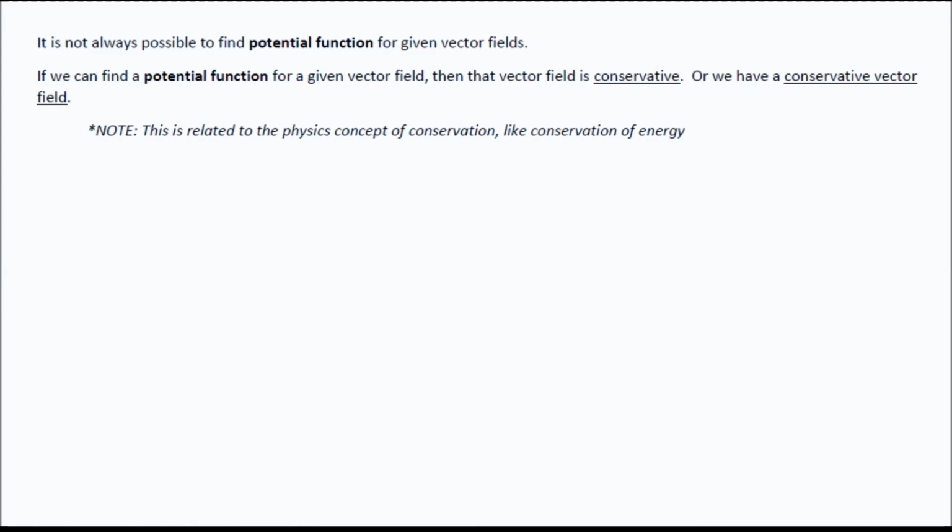But oh well. Now, here's why that is an important question. If I'm given a vector field and I can find the potential function, it's not always going to be possible, but if I can find that potential function, that field is going to be conservative. If a potential function exists, my field is conservative, or we call it a conservative vector field. And that is critically important. Well, you're going to see when we get to section 16.3.